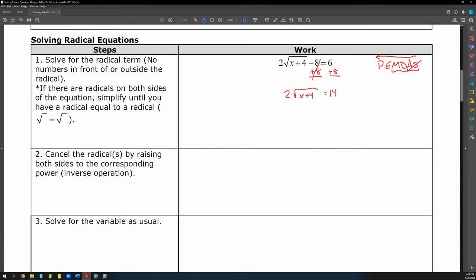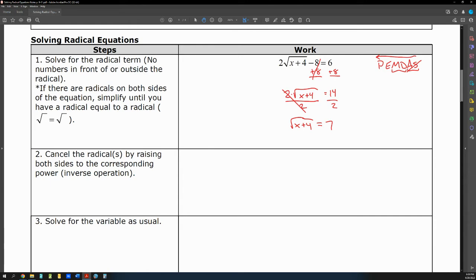I notice that out front we have 2 times the radical. So to undo that, I'm going to do the inverse operation, divide both sides by 2. On the left-hand side, it cancels, and we're just left with the square root of x plus 4. And on the right-hand side, we have 14 divided by 2, which is 7.